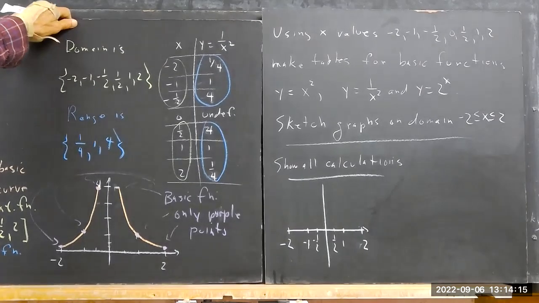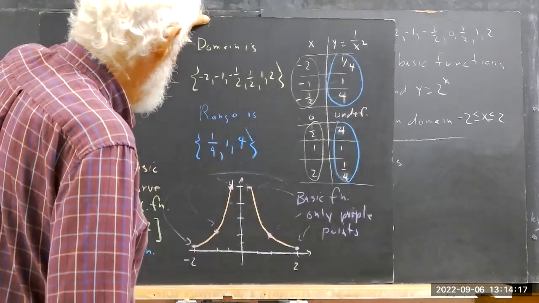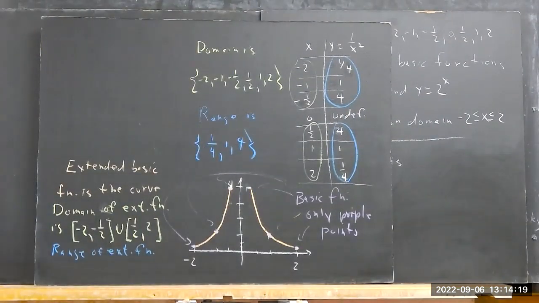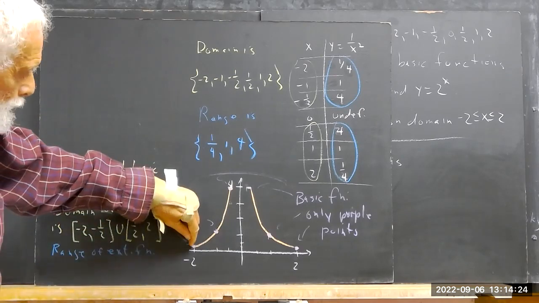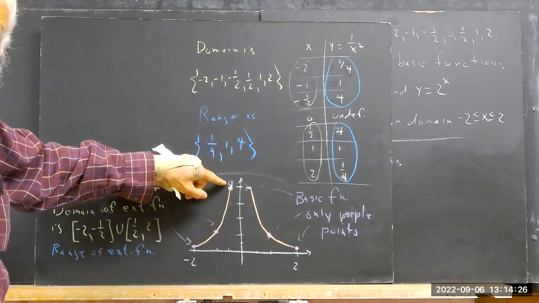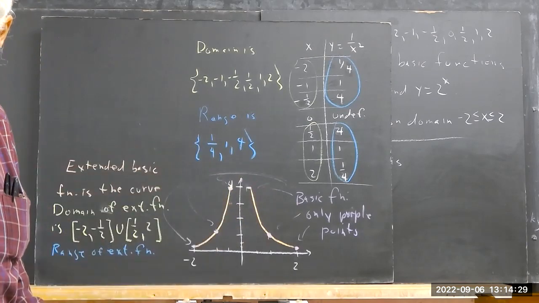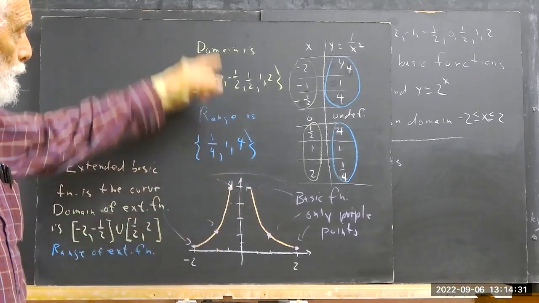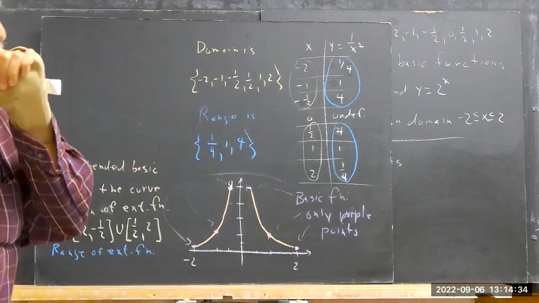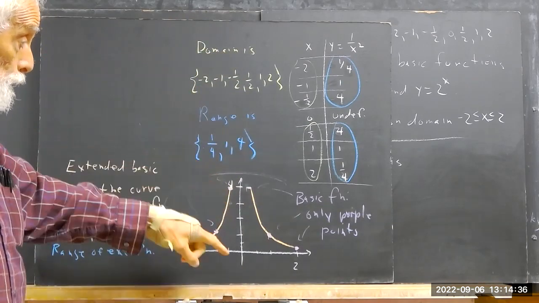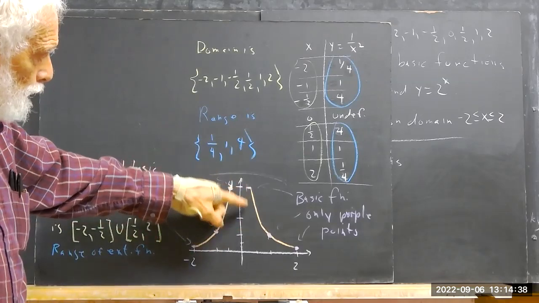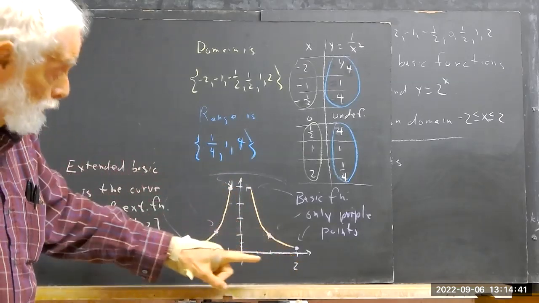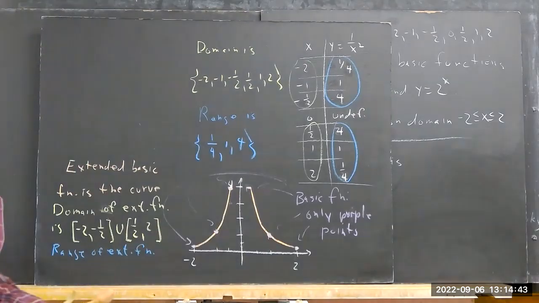That's probably good that I'm repeating this because it wasn't on the screen. So I'm going to say what we call the extended basic function is the smooth curve that goes from here to here. Doesn't go beyond this, even though we kind of know we're going to get a vertical asymptote. We're not going to go beyond this point. And then it's going to start here and go to here. It's not going to go past 2. It's not going to go past -2. That's what I call the extended basic function.